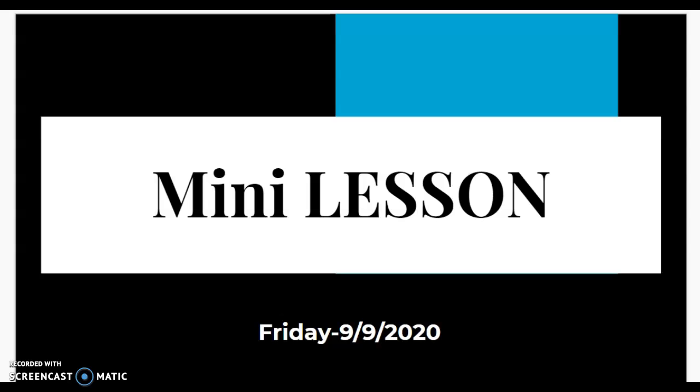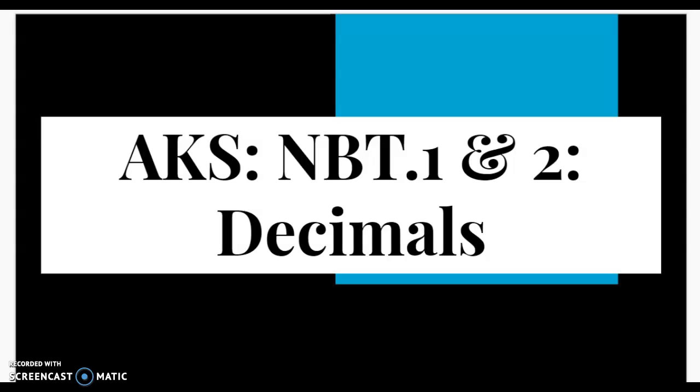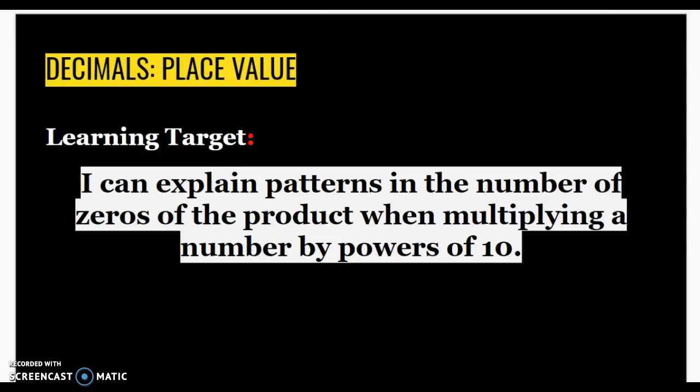Today is Friday, September the 9th, 2020. Our AKS is NBT.1 and NBT.2 over decimals. Your learning target for today is: I can explain patterns in the number of zeros of the product when multiplying a number by powers of 10.